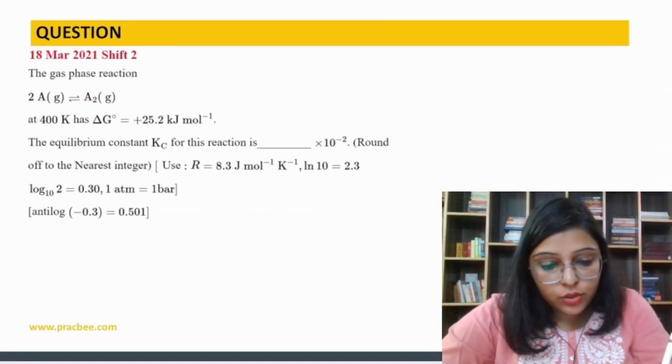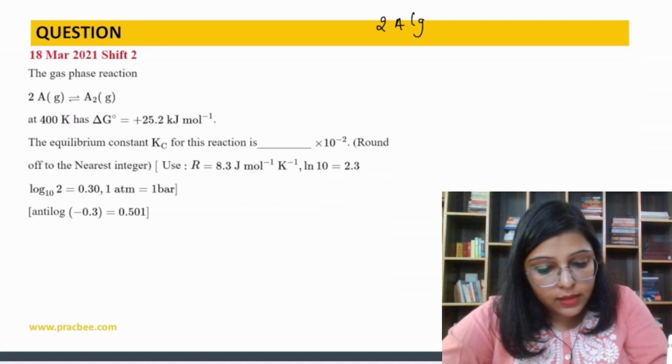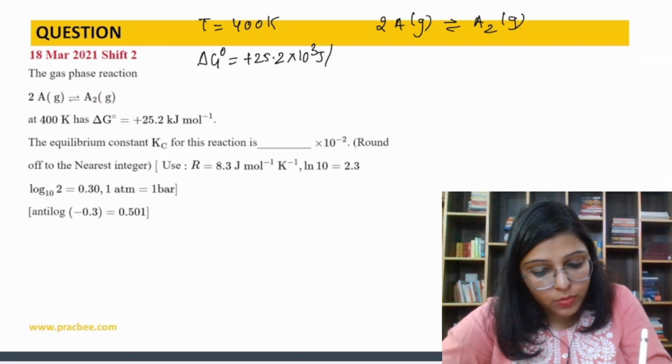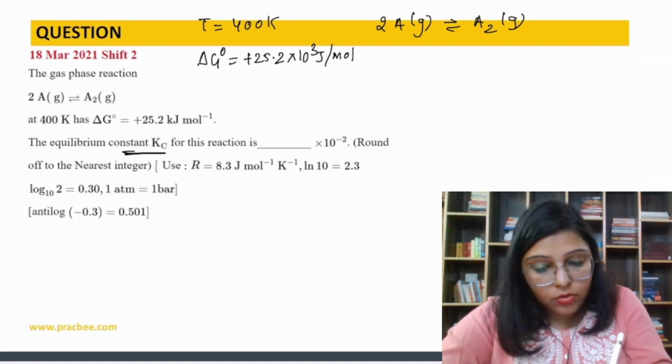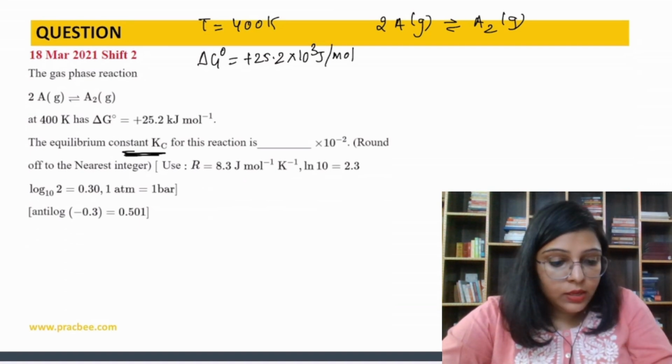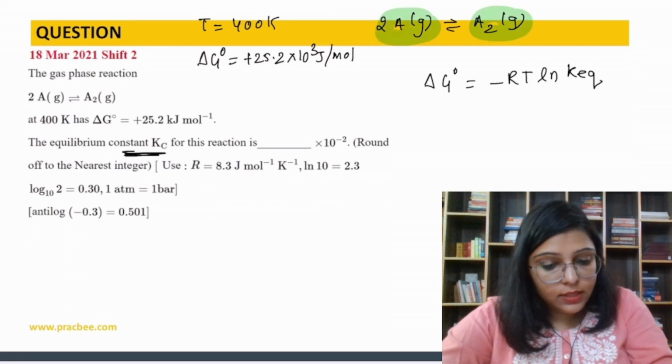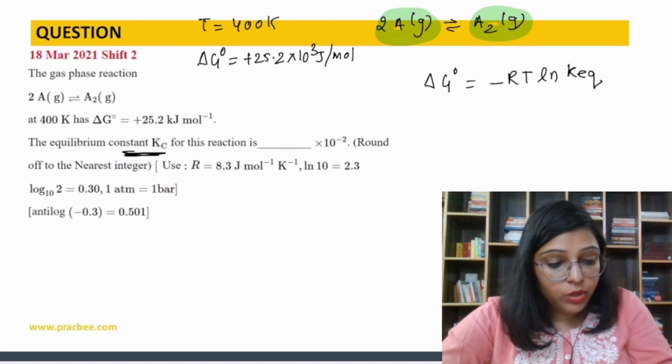Clear? That's it. Now let's solve the next question. The gas phase reaction 2A gas gives A2 gas, right? Temperature is 400 Kelvin. Delta G naught is plus 25.2 into 10 to the power 3 joule per mole. And we have to find out the equilibrium constant Kc. See, we have one formula. Delta G naught is minus RT ln K equilibrium. Okay. Everything over here is in gaseous state. So here K equilibrium is going to be Kp.